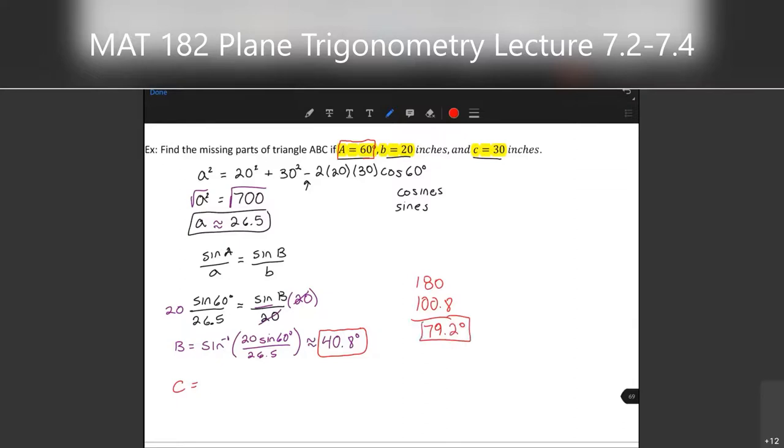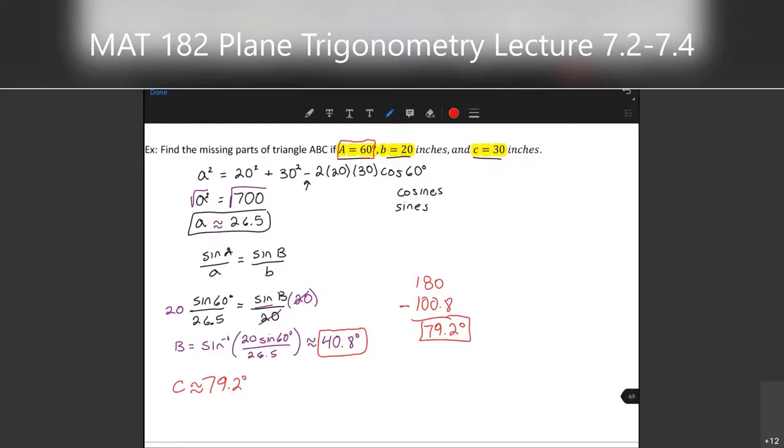So we're simply doing a sum and difference there. So 79.2. And again, this is just going to be an approximation, because again, these are based off of roundings.